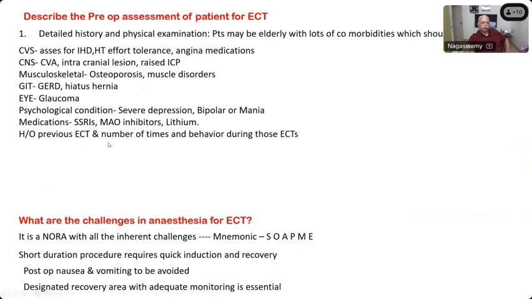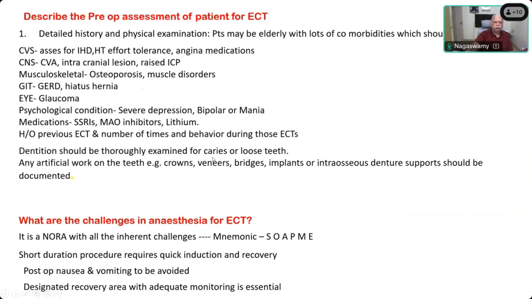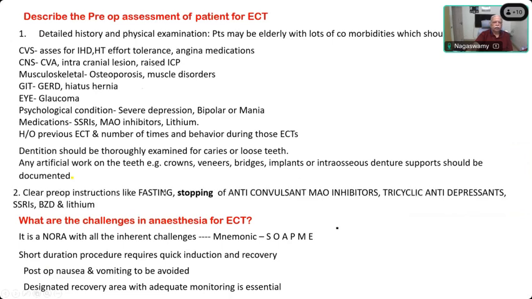The history of previous ECT, the number of times, and how the patient tolerated that ECT is very important. Dentition should be thoroughly examined for caries or loose teeth. Any artificial dentures and crowns should be taken care of, because during clenching they can all break. And clear pre-op instructions for fasting, stopping anticonvulsants, MAO inhibitors, tricyclic antidepressants, SSRIs, benzodiazepines, and lithium to be given.